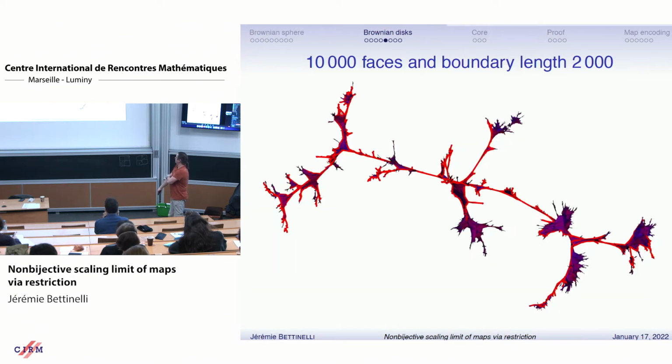Okay. So here's a computer simulation. You can see that when the boundary is large with respect to the square root of the number of faces, then you only see the boundary. That's why I'm saying that always almost.